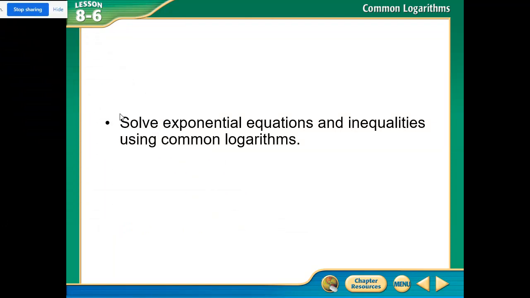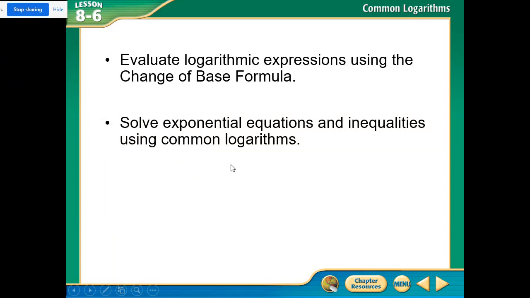All right, today we're going to talk about what's called the common logarithm. So first thing we're going to do is evaluate logarithmic expressions using the change of base formula. We kind of talked about that already, but we'll do a quick review of it. And then we're going to solve exponential equations and inequalities using common logs. And obviously, like I said, your calculator.